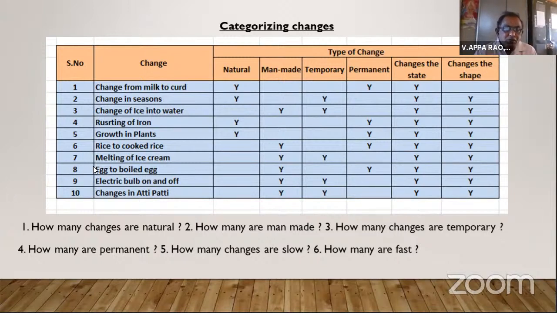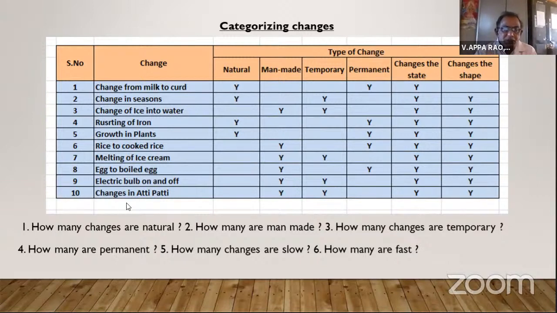The eighth change is egg to boiled egg. It is a man-made change and a permanent change. It changes the state and also shape. The ninth change is electric bulb on and off. It is a man-made change. Electric bulb on and off is a temporary change. It changes the state and it changes the shape.